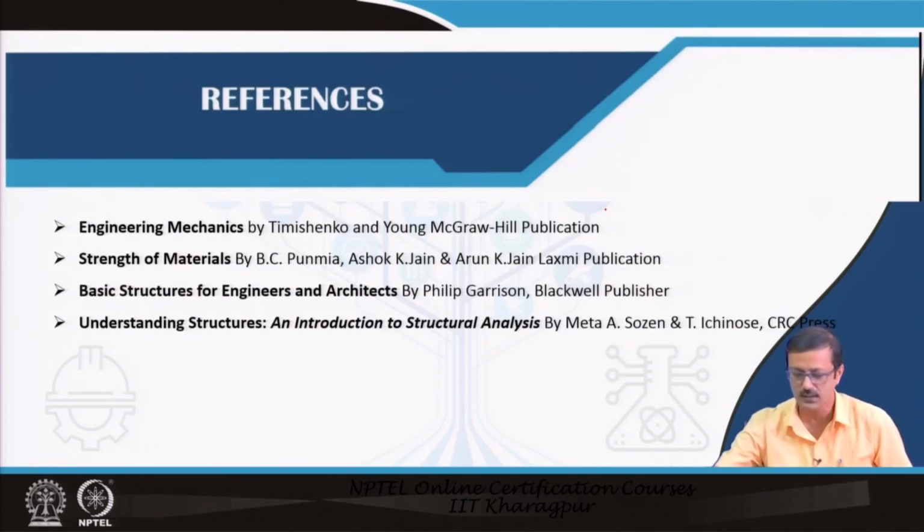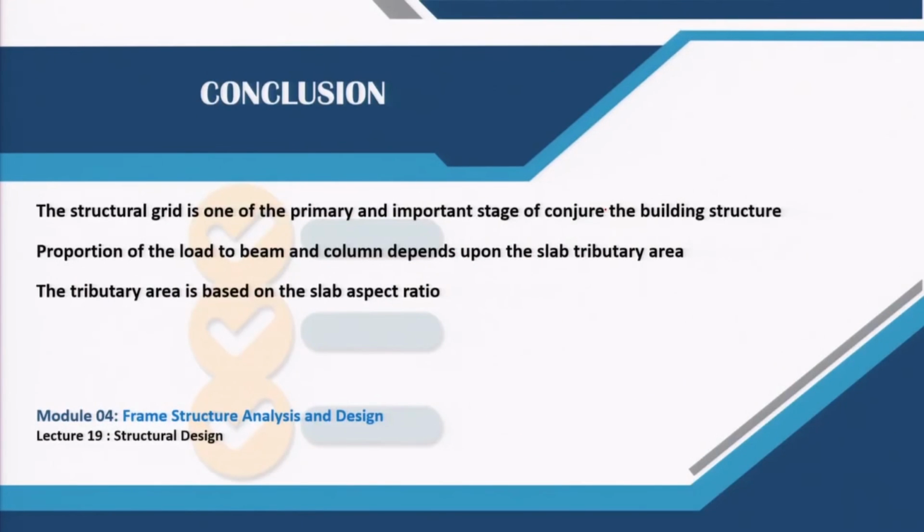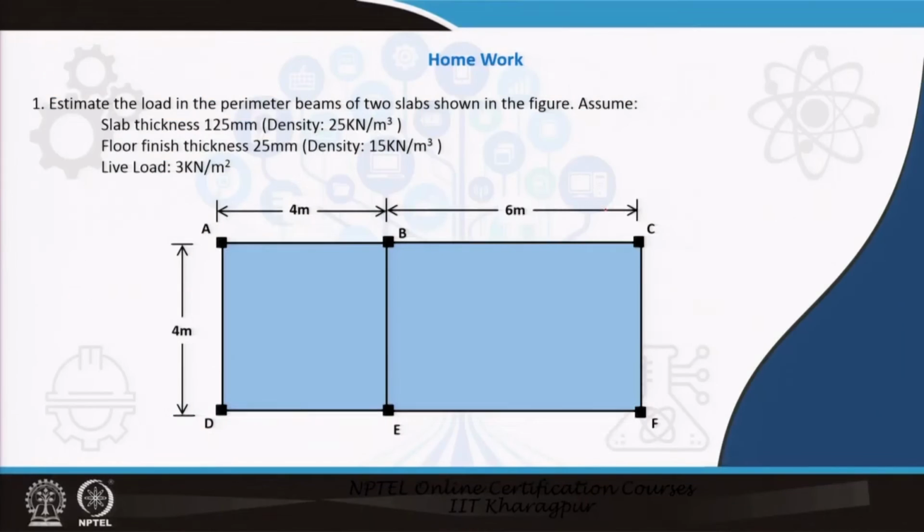Okay. So, these are some of the references. The conclusion is that the structural grid is one of the primary characteristics, and it holds a lot of keys at the stage of the design of the beam also. The proportion of the load in the beams and columns depends upon the slab tributary areas also, and the tributary area is based on the aspect ratio.